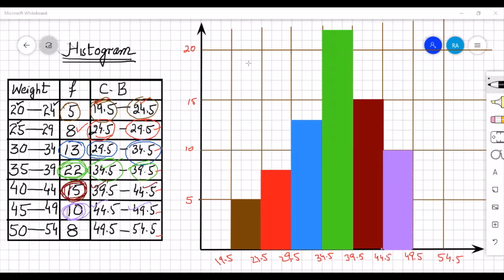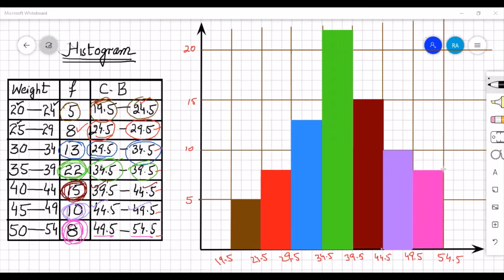Last value, first of all we select a suitable color. This is pink. Last value frequency is 8 and it is between 49.5 and 54.5. So I am going to draw a bar between 49.5 to 54.5 and its height will be 8.